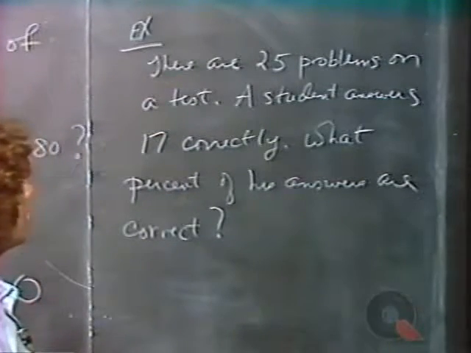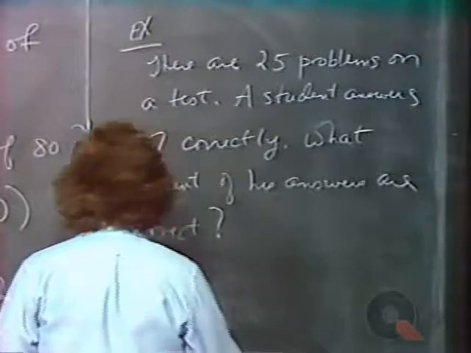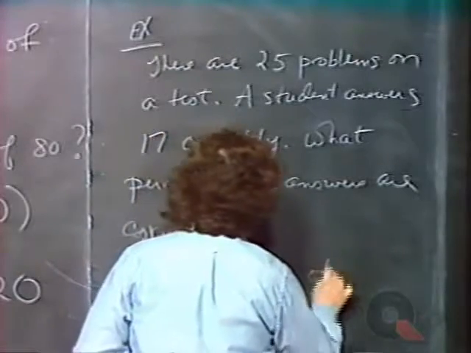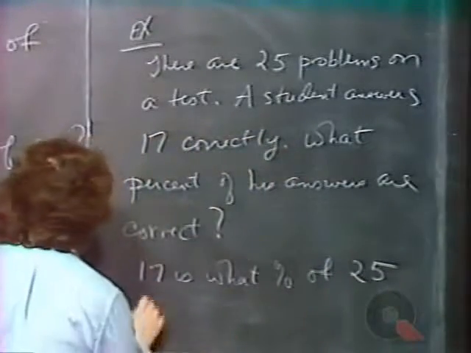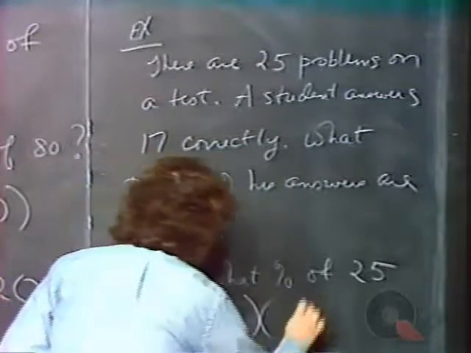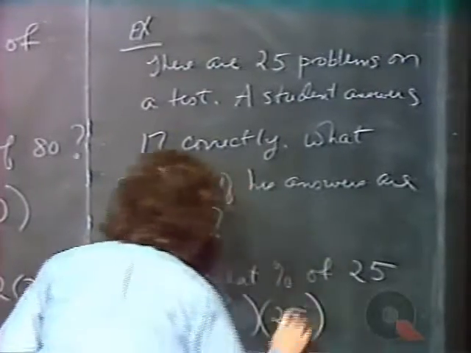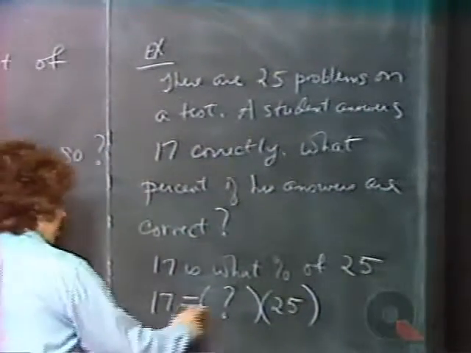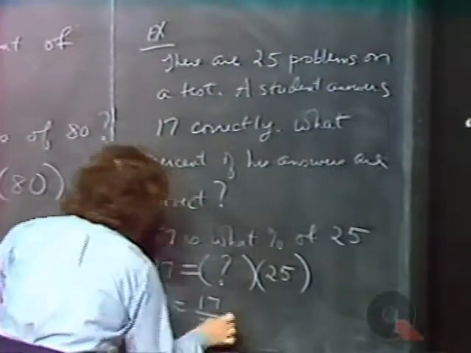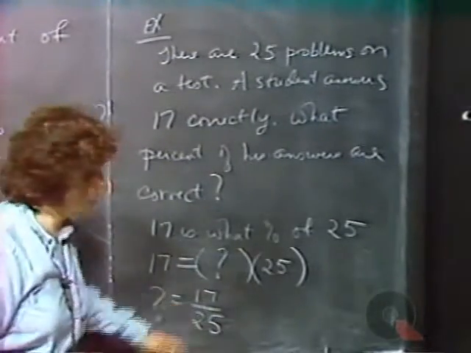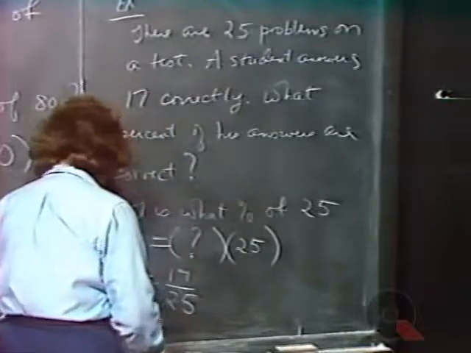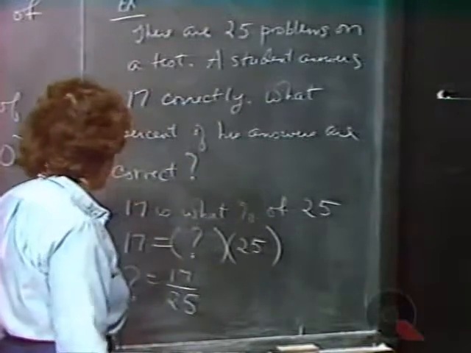Okay, he got 17 out of the 25 correct. In other words, 17 is what percent of 25? 17 equals what number times 25? The answer would be 17 over 25 written as a percent. He has 17 out of the 25 correct, so he's gotten 17/25 correct. We want to now change this to a percent.